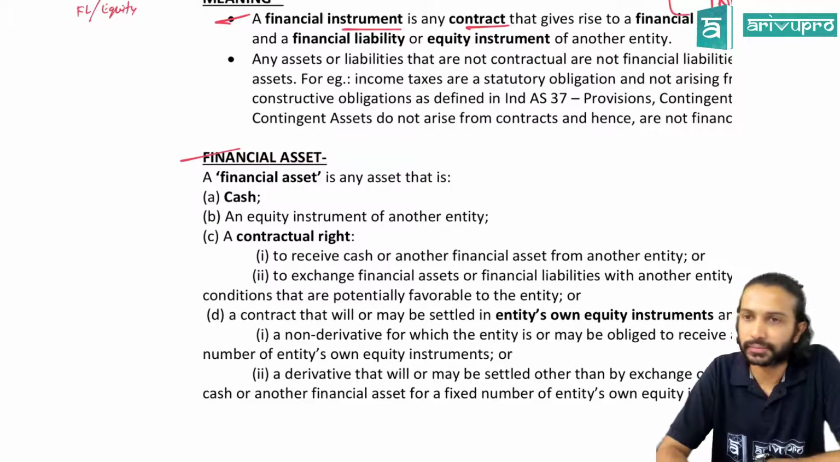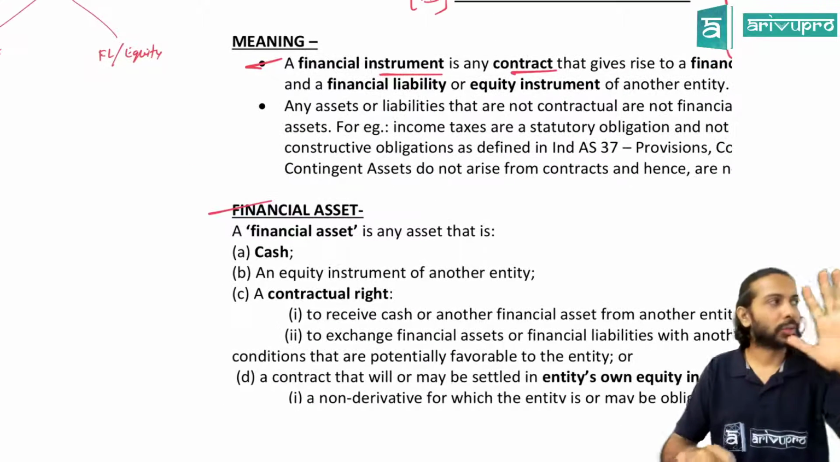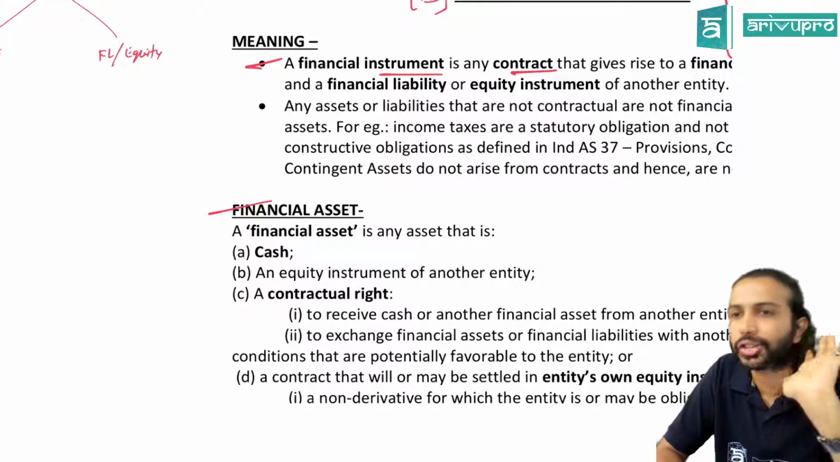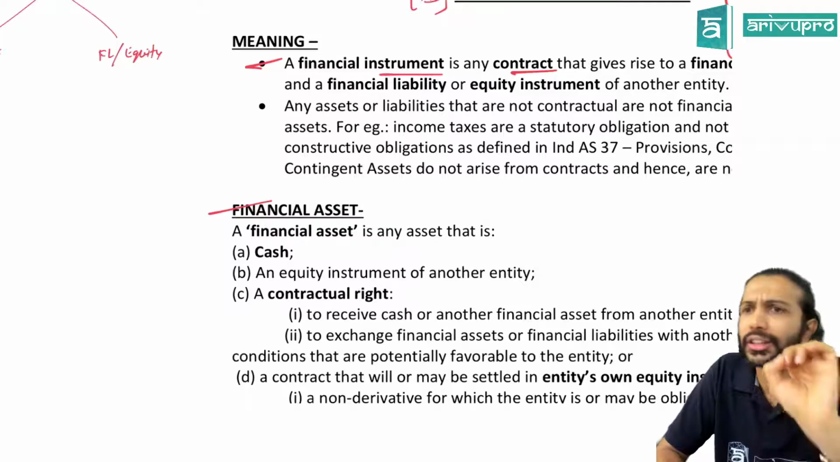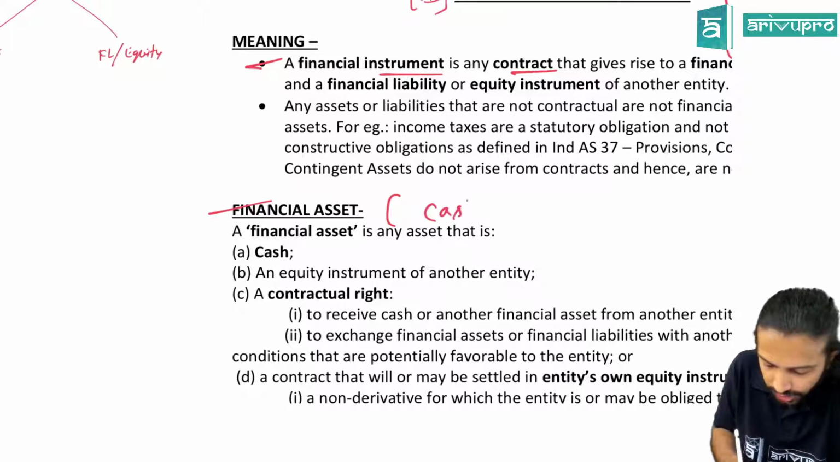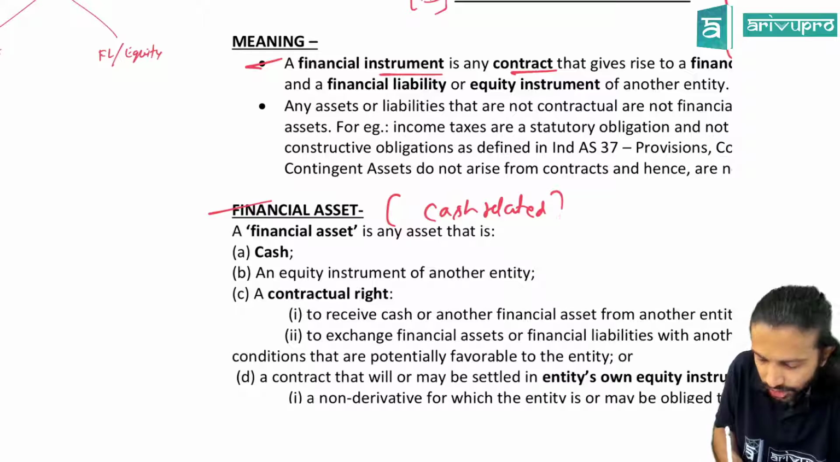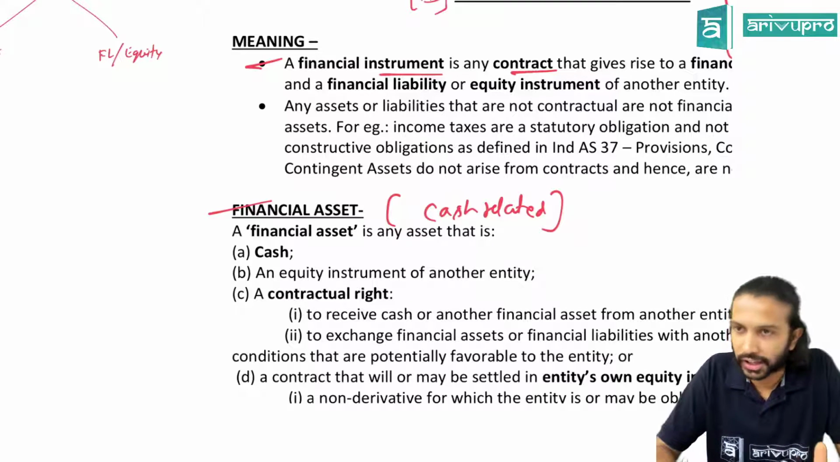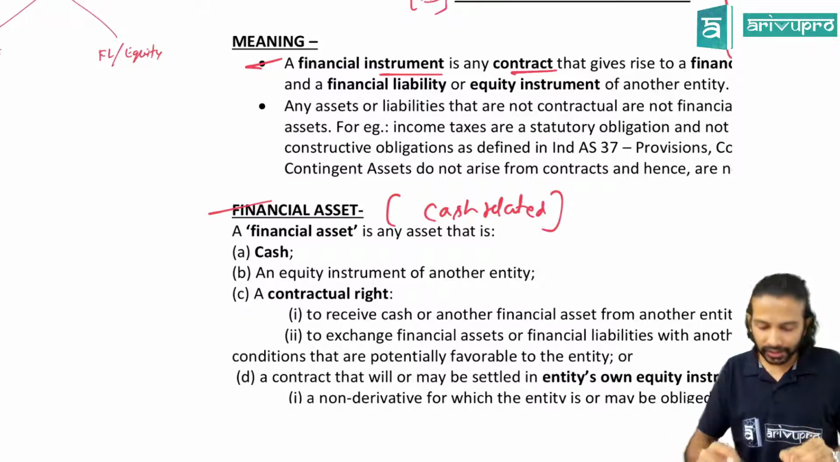Alright. So in layman terms, before I start anything, financial asset means anything that has got to do with cash. Cash related. You can just write this pet name. Anything related to cash is what, sir? A financial asset. So keep this pet name in mind and then we will read our definition.